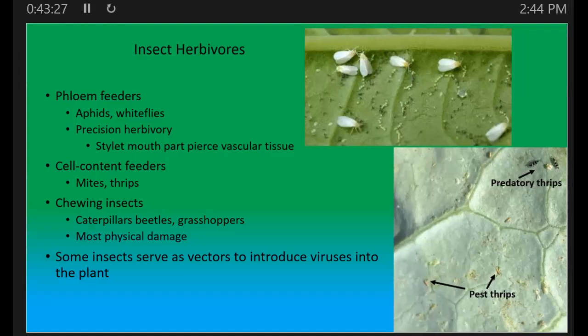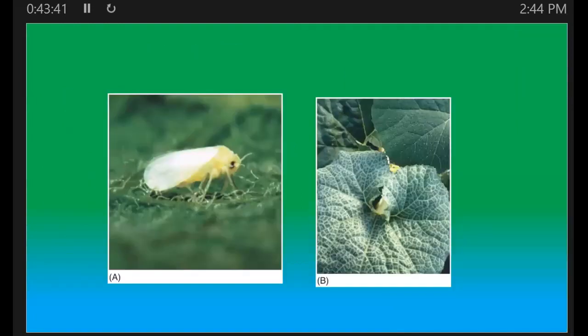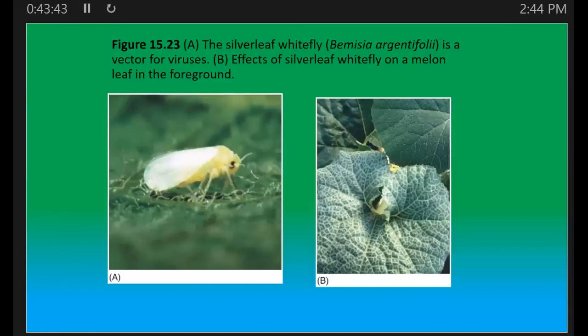And then you can see the thrips there are very, very tiny, hard to spot. And so I'm just trying to give you a few examples of some common insects that you may run across, especially in greenhouse or home settings. So here's, again, a whitefly, and then some of the evidence of their damage.